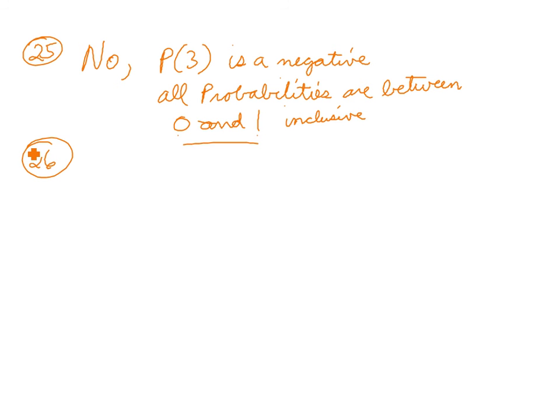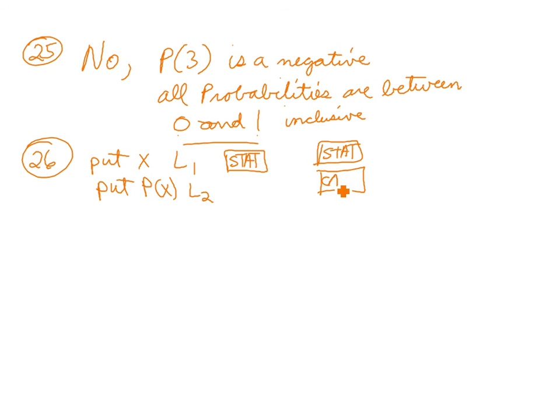When you punch it into your calculator, you put all your X's into list 1. Remember, that's under stat. You go to stat and edit, and you can punch in all the X's in list 1, so that'd be 0, 1, 2, 3, and 4. You put all your P of X's into list 2. Once you have both those lists in your calculator, then you hit stat, calculate, and then you just hit the number 1, which is 1-Var Stats.